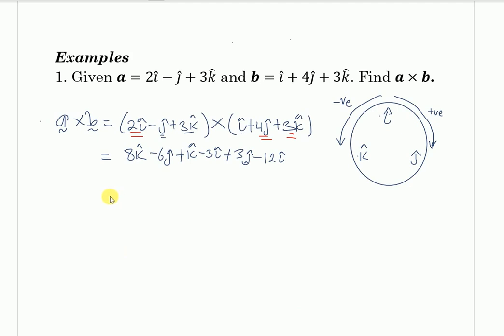We now collect the like terms together. The i's: we have negative 3i and negative 12i, so this is minus 15i. The j's: we have negative 6j and plus 3j, so negative 3j. Then the k's: we have 8k and k, so this is 9k. That's what we have there.